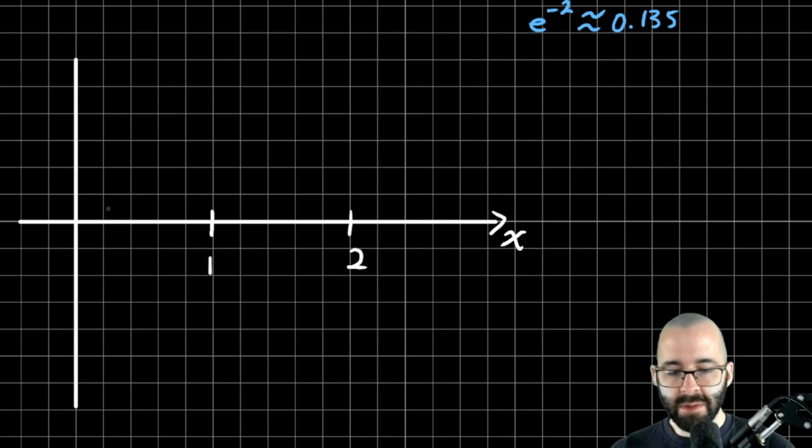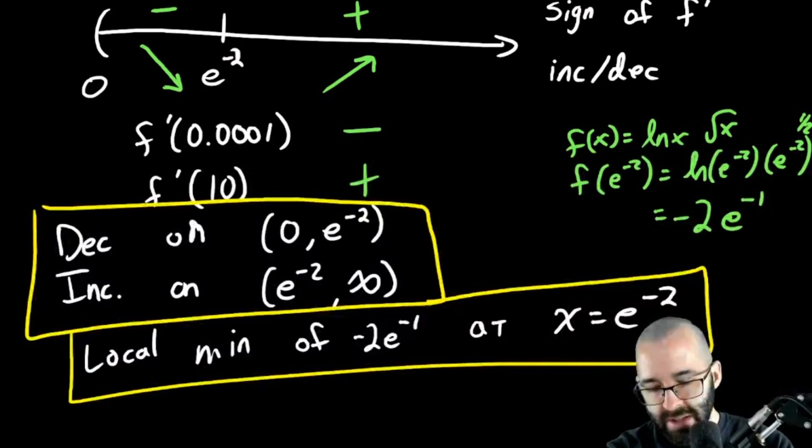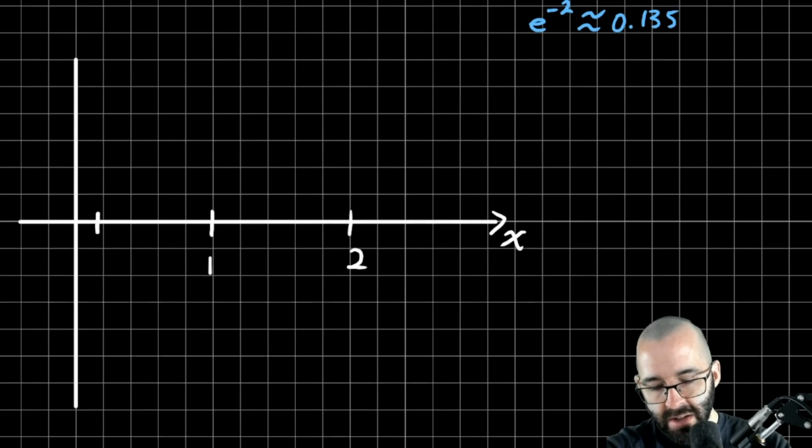So each one of these is 0.2. So e to the negative 2 is like hereabouts. All right, so it's decreasing until then, and there's a local minimum right there. And again, the local minimum is negative 2 e to the negative 1.